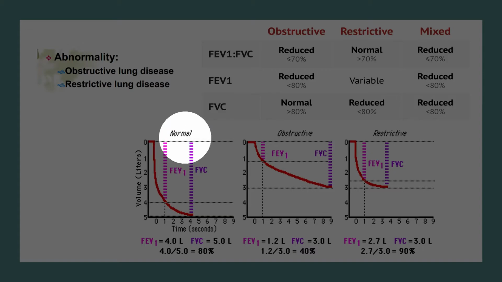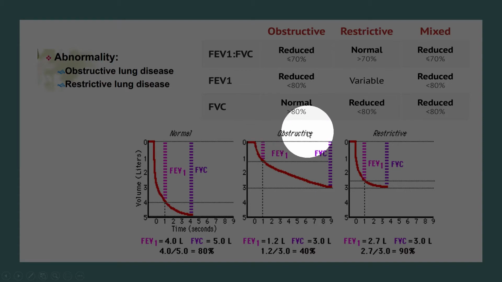Okay, now come to this picture. This is the normal, this is obstructive, and this is restrictive. First of all, we will compare the normal and the obstructive. In the case of a normal person, the FEV1, this is the example. Don't consider it as final. The values are just for the example. Consider that FEV1 is equal to 4.0 liter and forced vital capacity is 5 liter. So when we take the ratio of FEV1 to FVC, we will get 80% in a normal person.